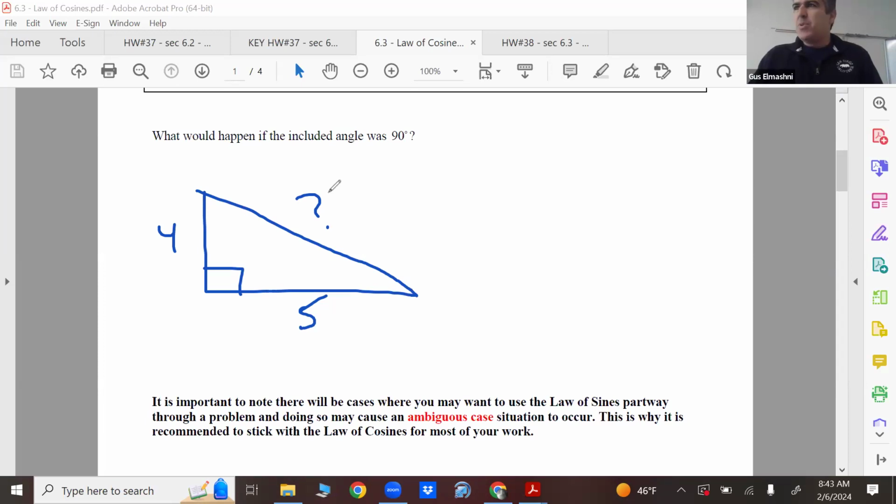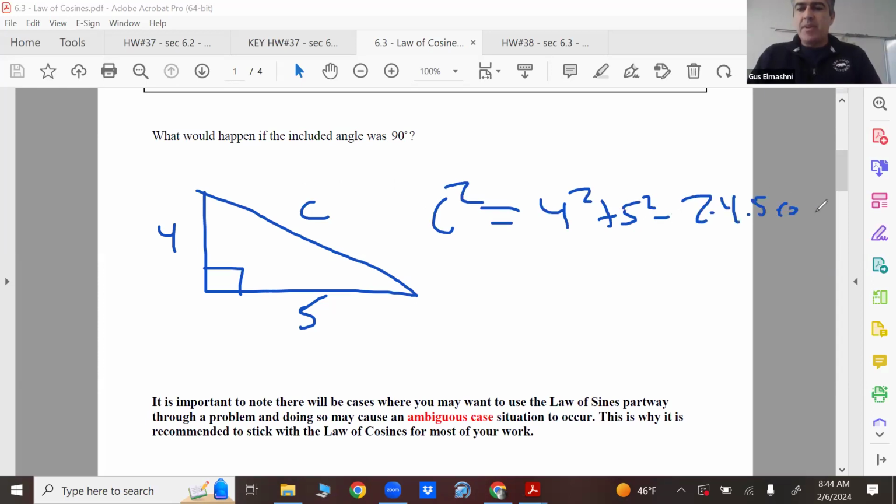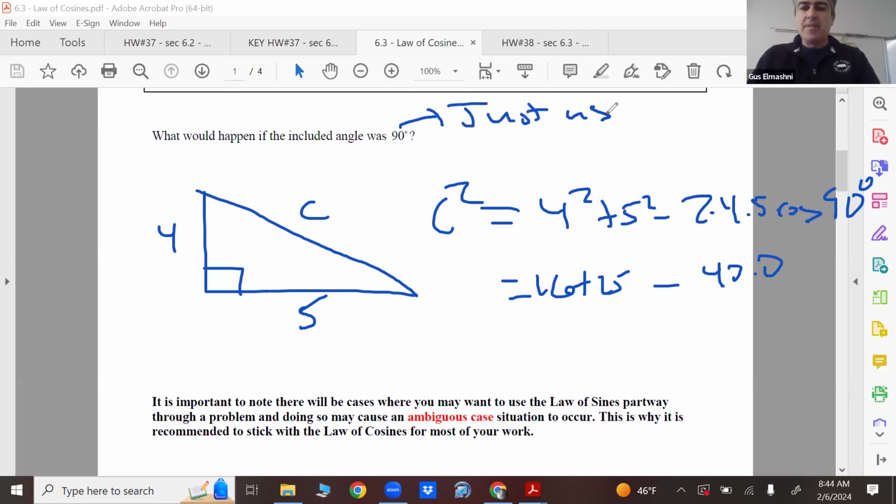If you have this, how would I find this missing side? Do I need to use law of cosines or use another famous theorem? Just use the Pythagorean theorem, right? If I call this C, for example, why would I even use this? I mean, sure, I could use this form if I wanted to: 2 times 4 times 5 times cosine 90 degrees. But what's cosine 90 degrees? You guys remember the unit circle? It's 0, so it goes away anyway. So what happens if the angle is 90 degrees? Just use the Pythagorean theorem. That's because the law of cosines becomes the Pythagorean theorem.